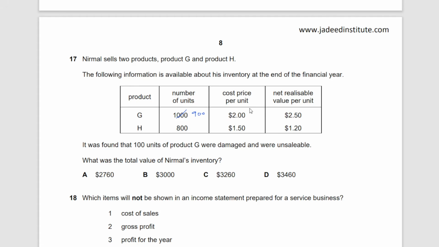So what are we going to take? We're going to take cost price for this one. Just take 900 times 2, that is 1,800. So this one is 1,800. And H, we'll take 1.2 for that. So 800 times 1.2, 960. 1,800 plus 960, 2,760. Right.